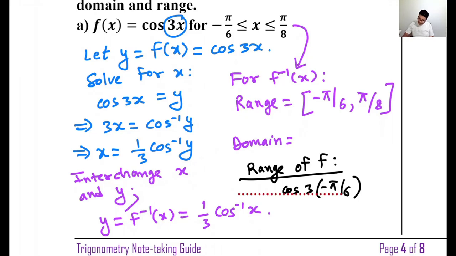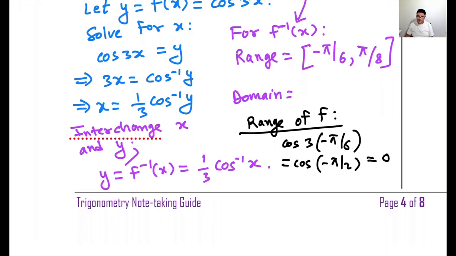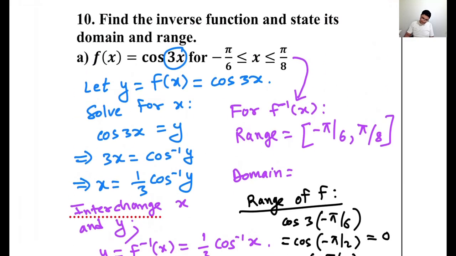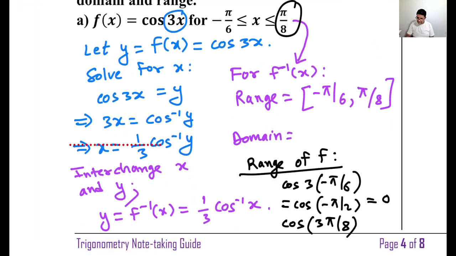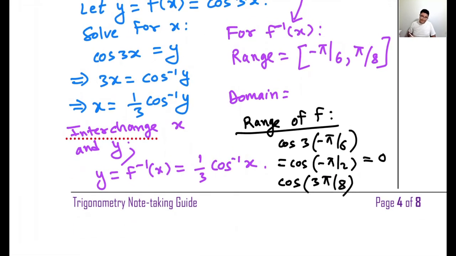Okay. Will be cos negative pi over 2, which is 0. You can check that on the unit circle. That is one end. The other end is cos 3 pi over 8 when you plug in x equals pi over 8. Now the function is f of x equals cos 3x. So cos 3 pi over 8.